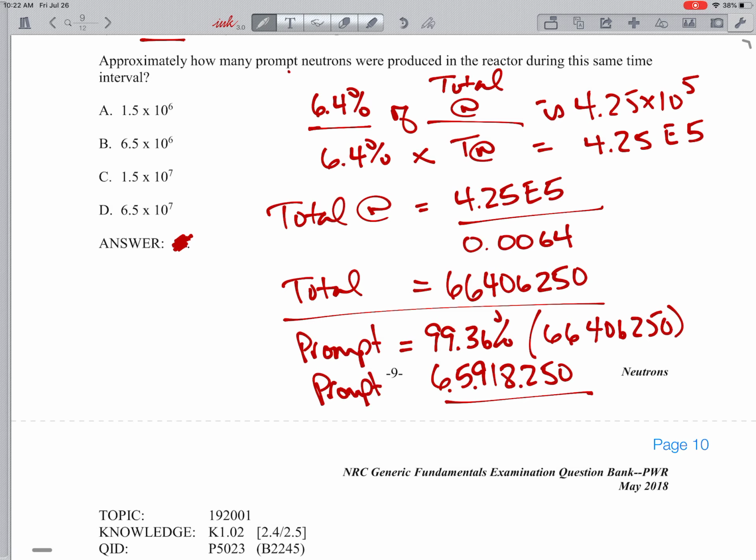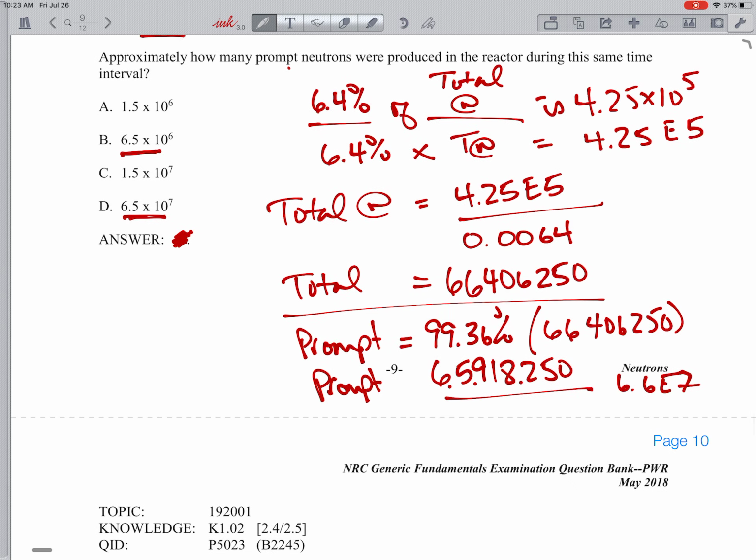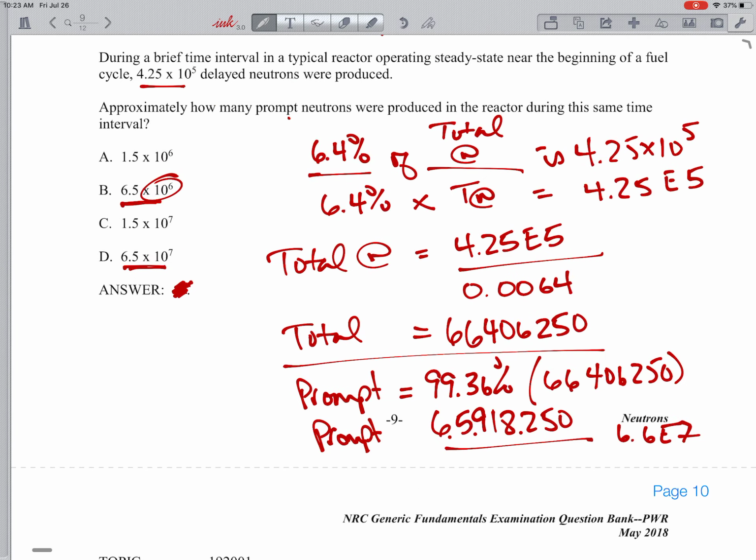Or 6.6 times 10 to the 7. Oh, look at that. They tricked me. I almost picked B. It's not e to the 6th. It's e to the 7th. All right. Now, that should make sense intuitively because you're usually 2 orders of magnitude greater on your delayed. All right. So watch out for that, right?